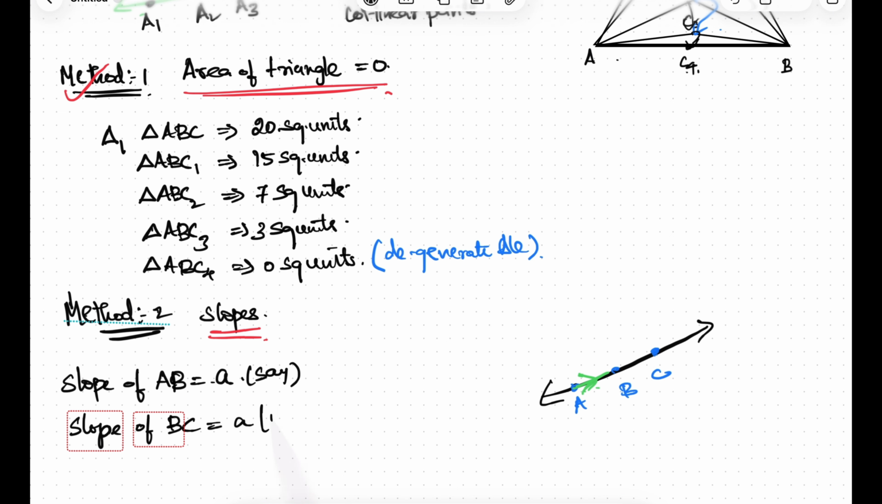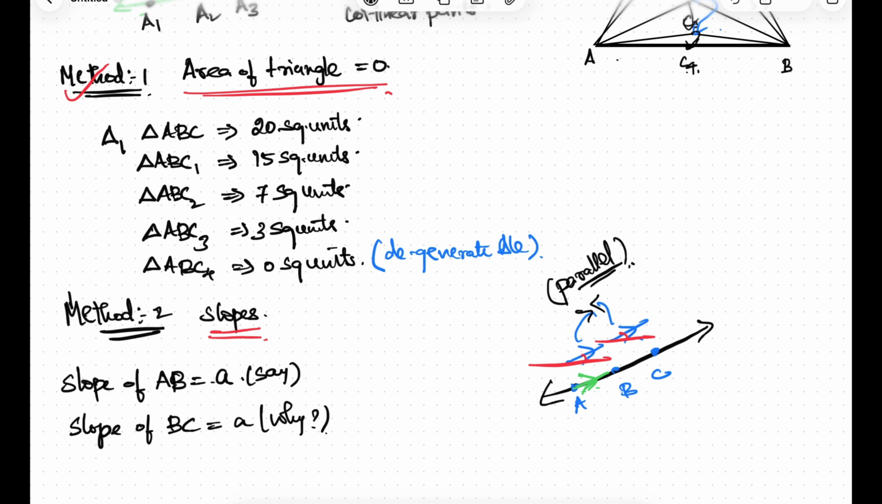Why? Because the line AB and the line BC are parallel to each other. Parallel in the sense that they are going in the same direction. They have the same inclination. So these lines are said to be parallel to each other. So the slope of AB being equal to the slope of BC implies both lines are parallel.